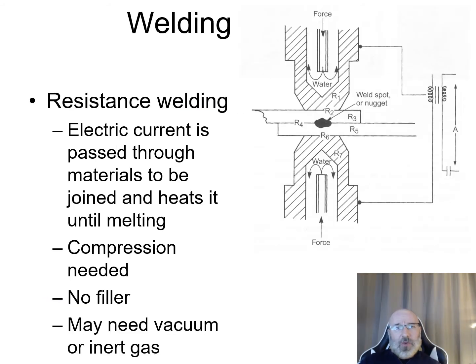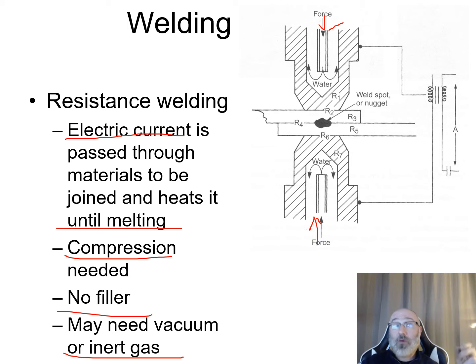So for resistance welding, we're using resistance to actually heat up the metals. So in this case here, we have an electric current that is going to be passed through the materials that we need to be joined together, and this is going to heat it up until it melts. So one thing to note about this here, there is going to be a need for compression. So you can see on either side of this, we have a force being applied right there. So we need some compression. There is no filler, but we may need vacuum or an inert gas as well for our resistance welding.